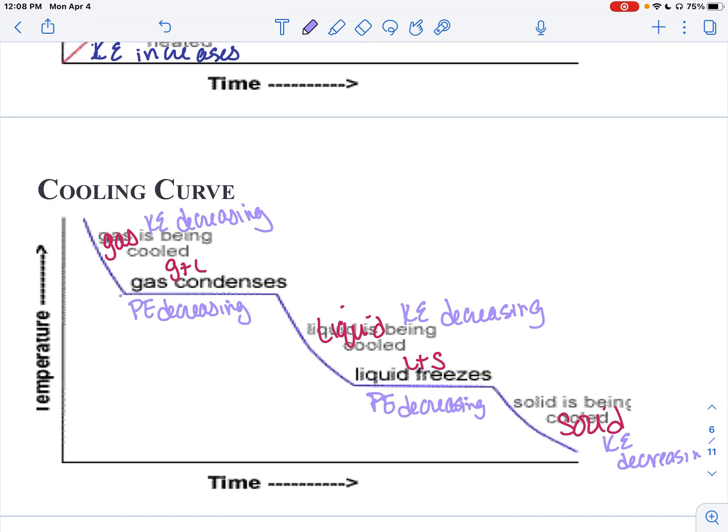And then our last thing we want to label here, this is going to be the boiling point this time. And this one is the melting point or freezing point. They are the same. So that's really it, how to read a heating or cooling curve.